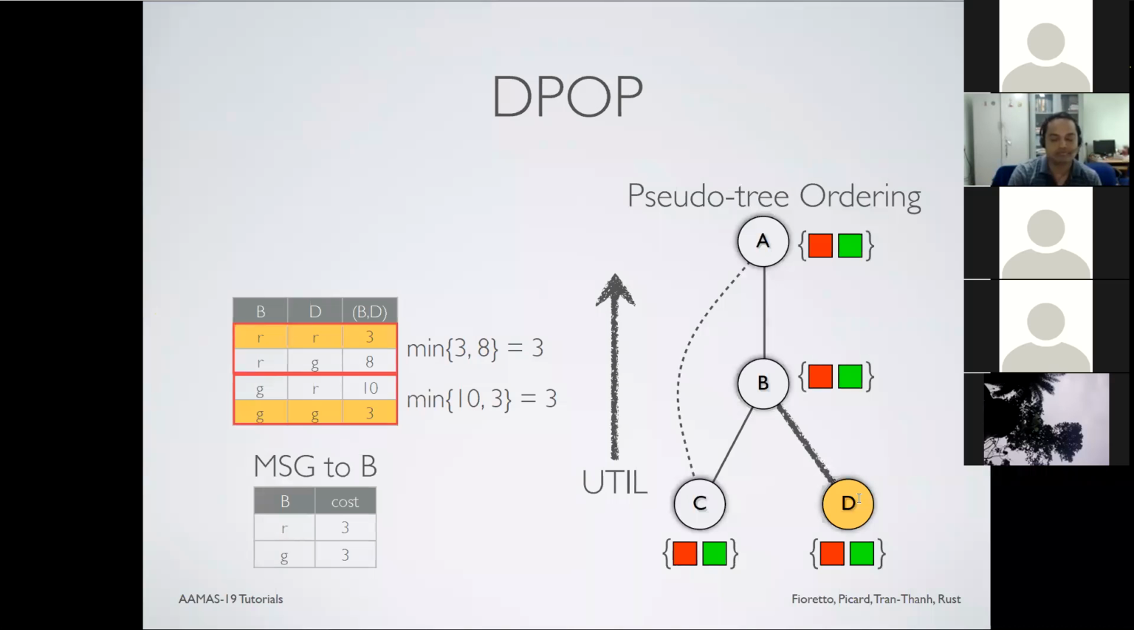Sir, if there is no direct path between A and C, then what to do, sir? I will be coming to that example also. Okay, so this message will be sent by D to B. What is the message? This contains the interpretation of this message. D will tell B, you can choose red or you can choose green, anything, I don't bother. Whatever you choose, I will choose accordingly to get the minimum.